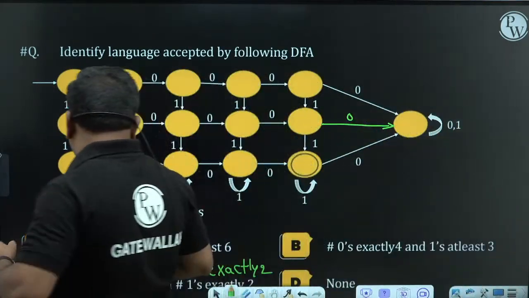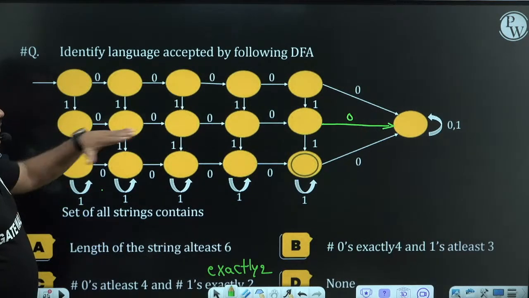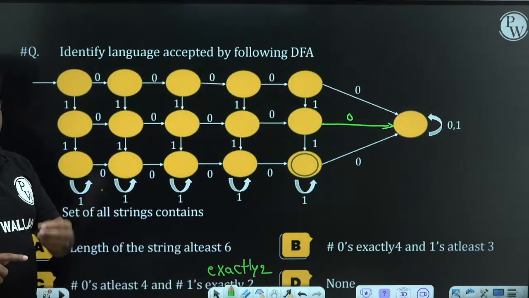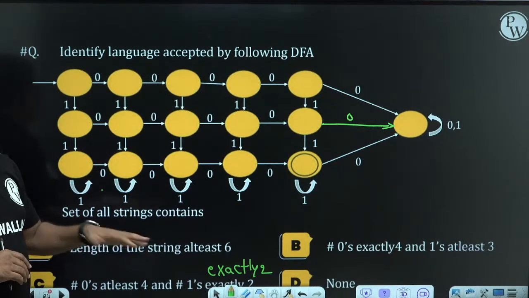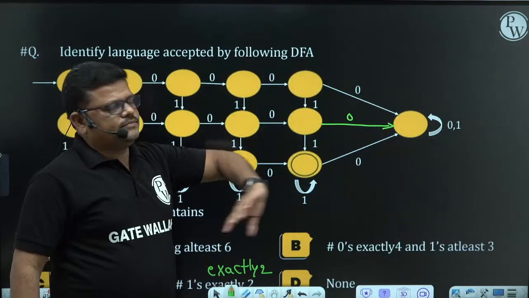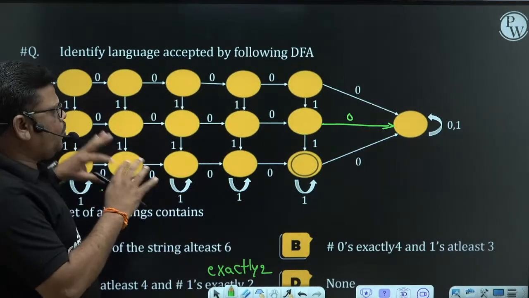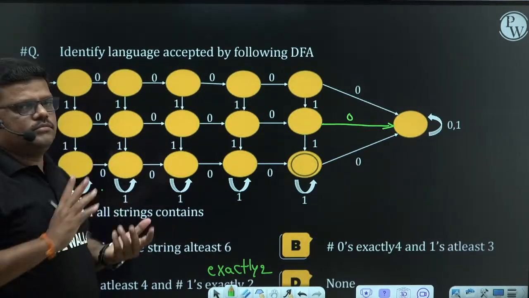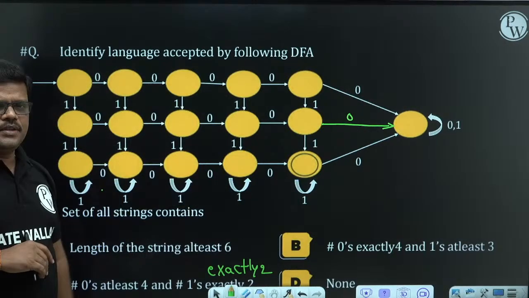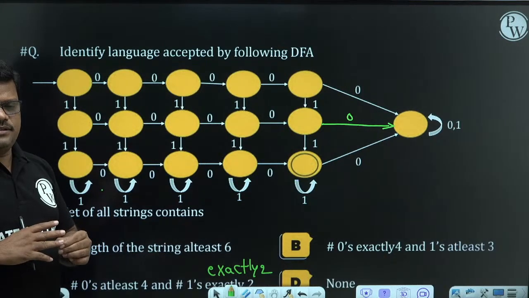Right. Length of the string at least 6. What is option A? He is saying the language accepted by this DFA is length of the string at least 6. At least 6 length it is accepting. That is what he is saying here. Forget about dead states and all this. Just if you know what is final state, what is non-final state, we can solve the questions. So dead states are not required here. I'll explain in coming classes what is a dead state, what type of states are not dead states.